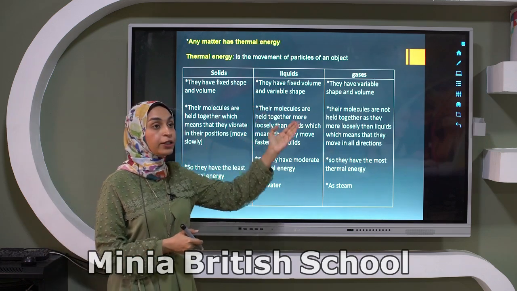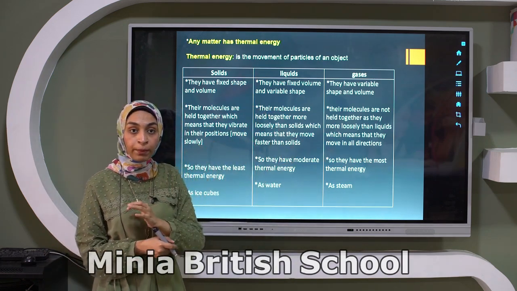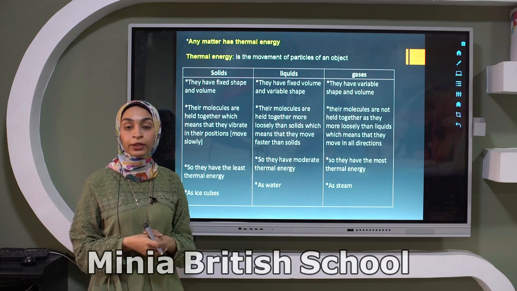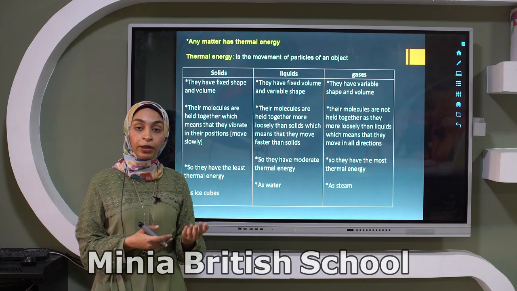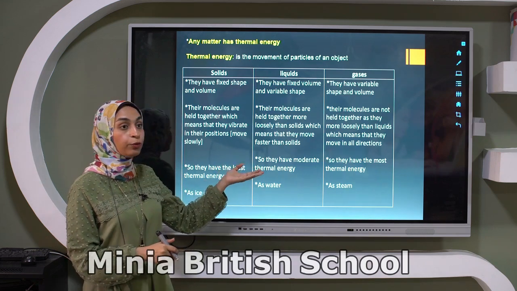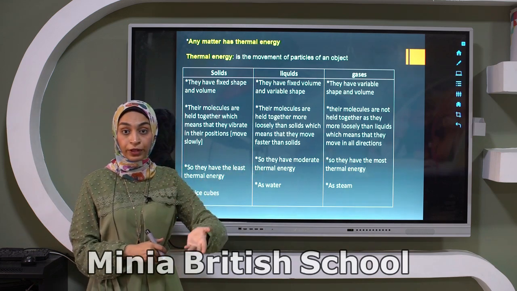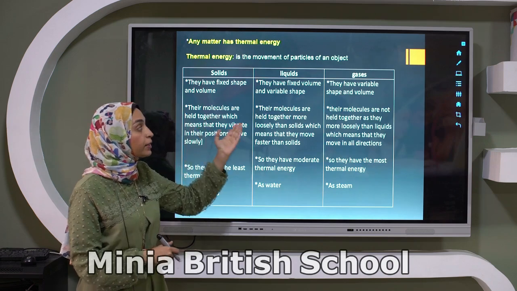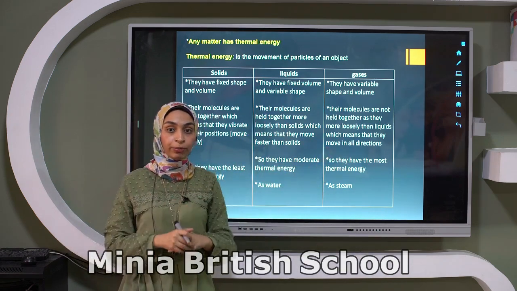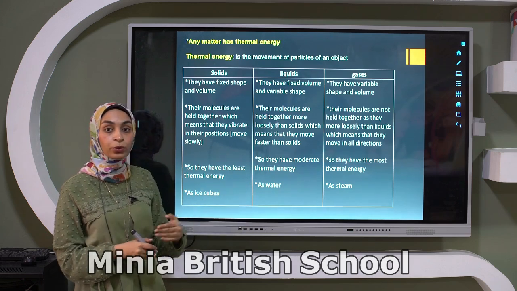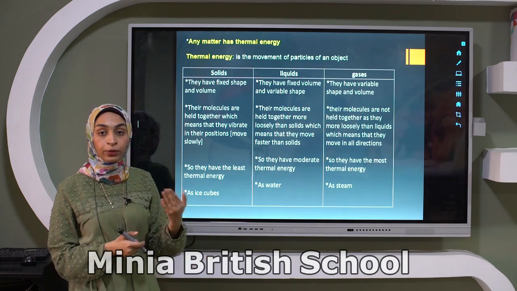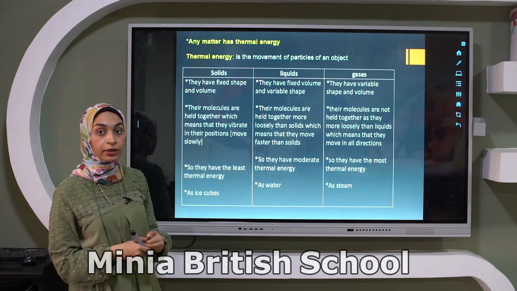But in a liquid state, they have fixed volume but variable shape. So when you pour water or any liquid substance in a bottle or in a cup, they take the shape of its container. What about their movement? I can say that they move faster than the solid but slower than the gases. So they have moderate thermal energy, such as water, oil, juice. Any liquid substance has these properties.